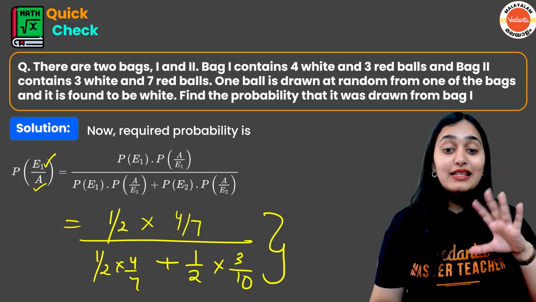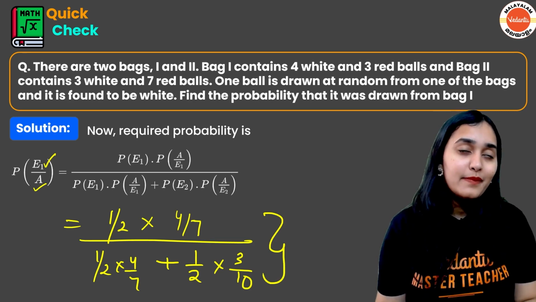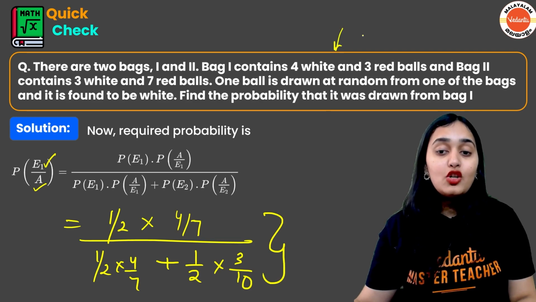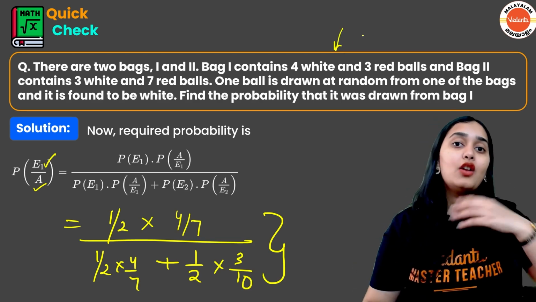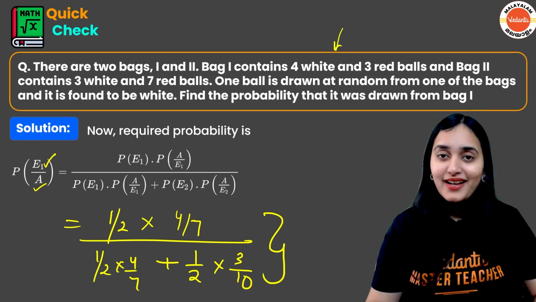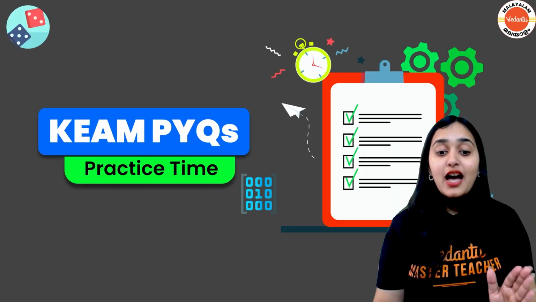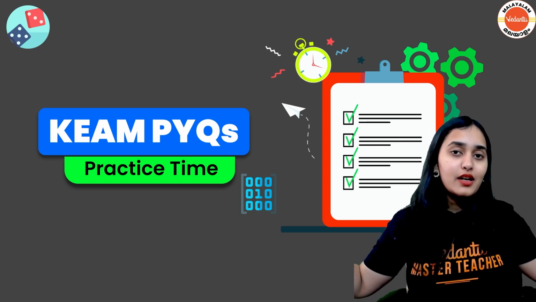Alright, now these type of complex problems might not be asked in your exam, but it is not even that complex that it cannot be asked at all. It can be asked. Okay, that's why I'm making you understand each and every formula. So till now we have learned all the concepts related to probability.